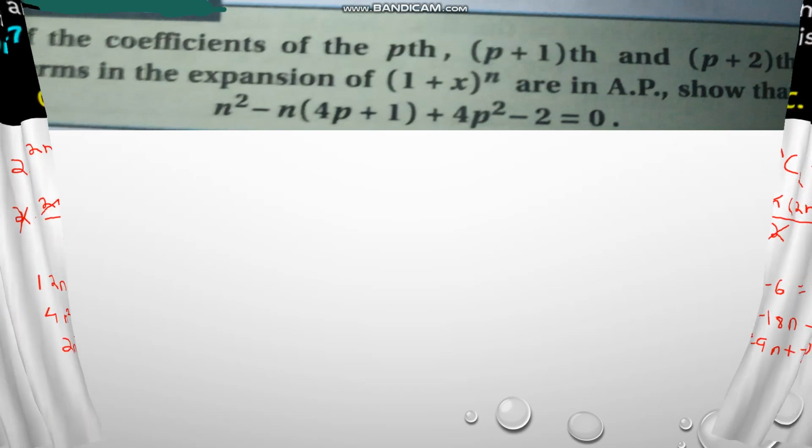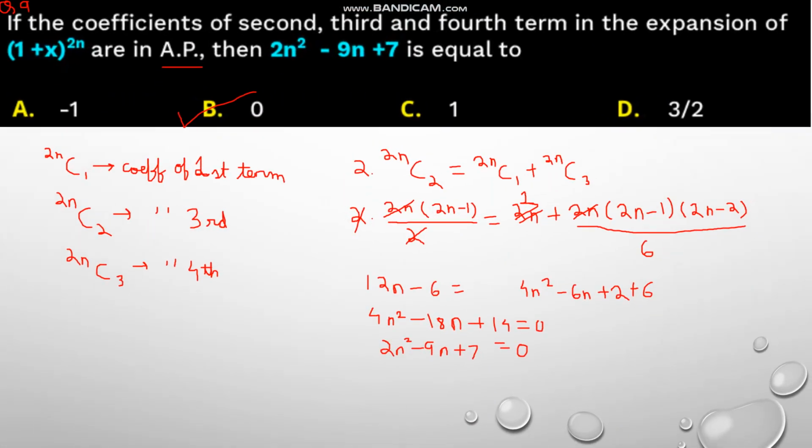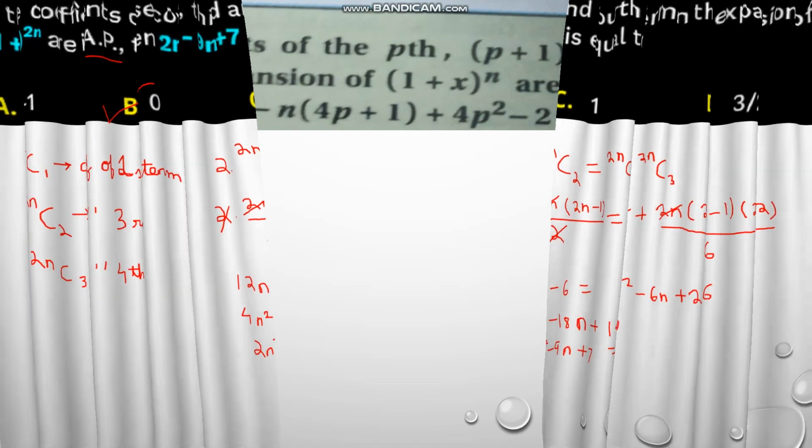If the coefficients of the pth, p plus 1th and p plus 2th terms in the expansion of (1 plus x) to the power n are in AP, then this expression holds true. This is a similar question to the previous one, question 9, which we solved in one way. This is another similar question but a little generalized. There it was first, second, third; here it is pth, p plus 1th and p plus 2th. Okay, then let's start solving the question.